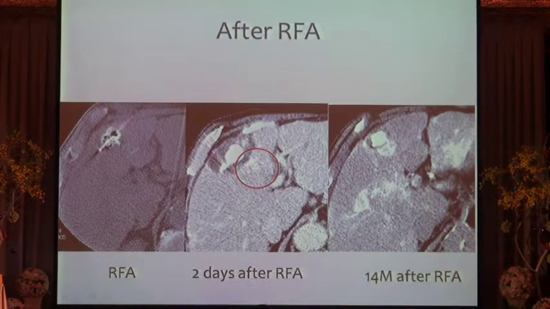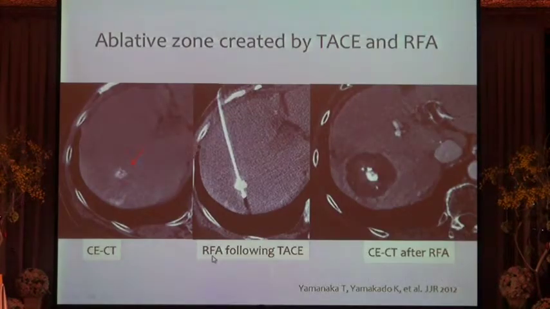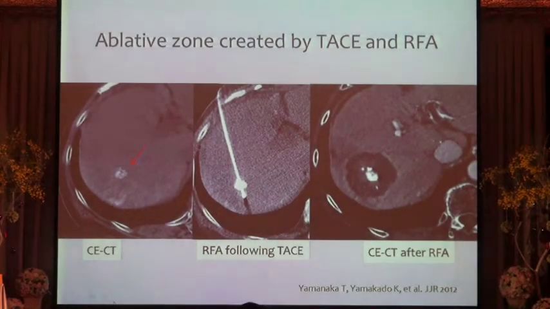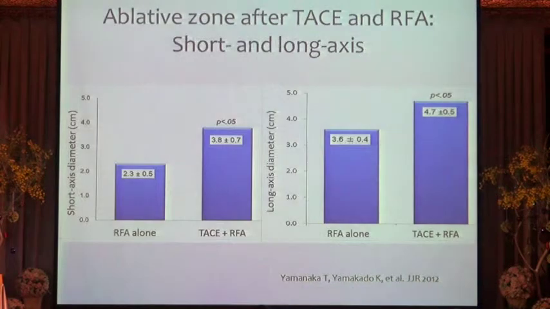These days, we ablate both the main tumor and the outflow area to prevent local tumor progression. We measure the ablative zone size after the combination therapy like this, short axis and long axis, and compare the ablative zone size with RF ablation alone.